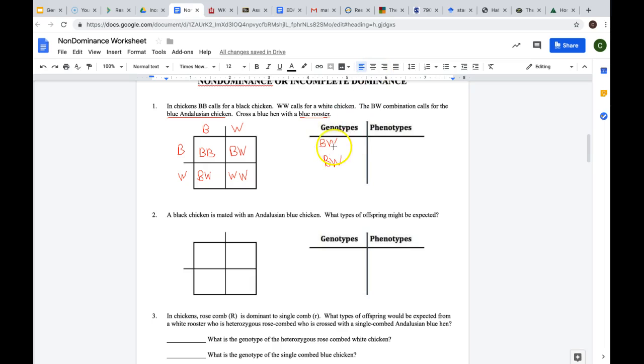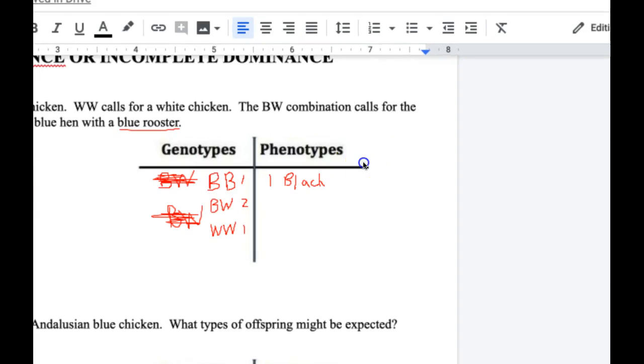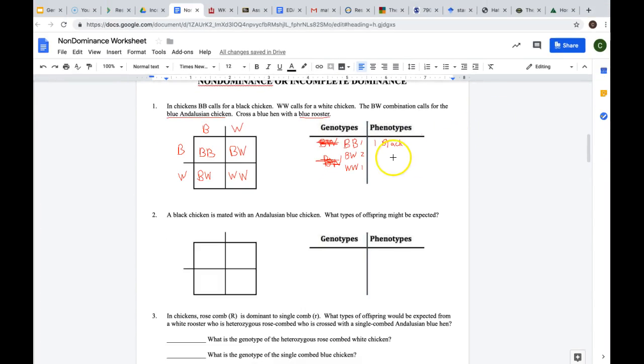All right, let me mark these out because I shouldn't have drawn that there. Our genotypes are BB, BW, and WW. And there's one of these, two of these, one of these. So we're going to have one black, two, let's say blue, and one white. Again, this is called non-dominance. Okay, so there's that one.